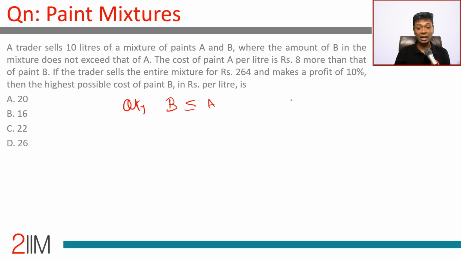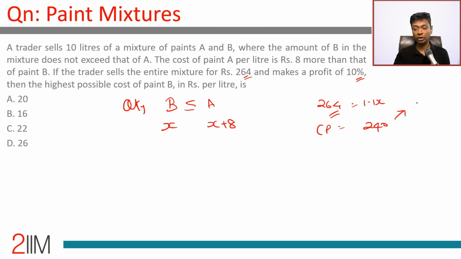The cost of paint A per liter is rupees 8 more than that of paint B. If B were X, A would be X plus 8. The trader sells the entire mixture for rupees 264 and makes a profit of 10%. 264, 10%. I really like that. 264 is 1.1x, a multiple of 11. Our cost price is 240.